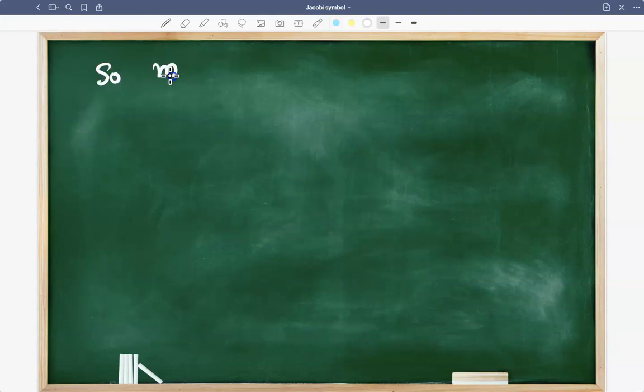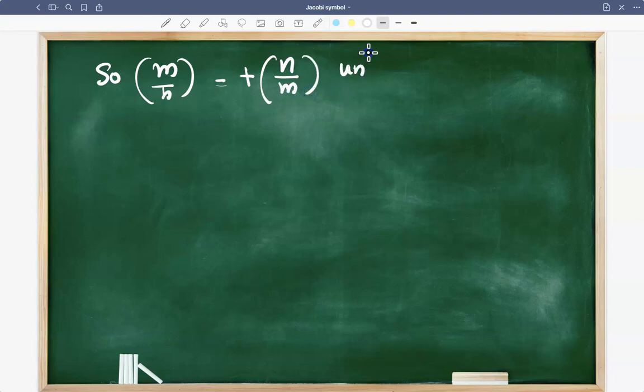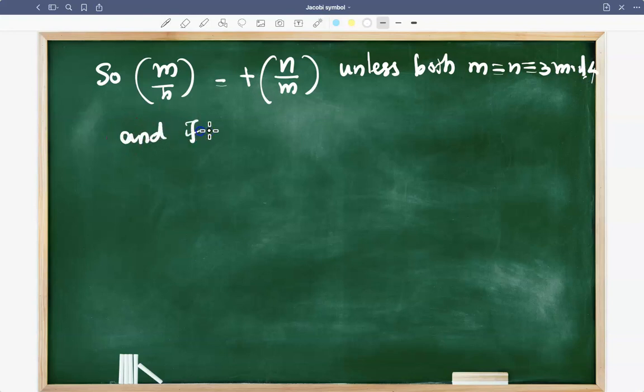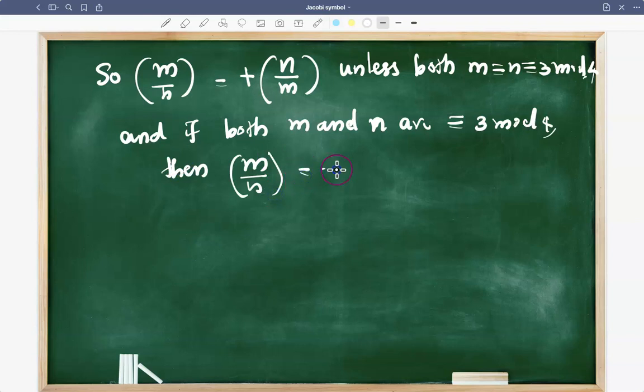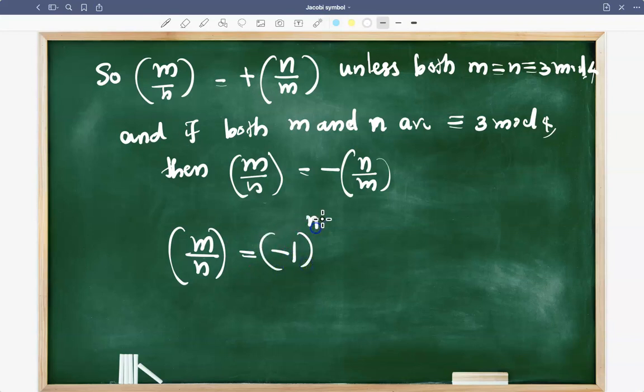So, m by n is equal to plus n by m unless both m and n are congruent to 3 modulo 4. And if both m and n are congruent to 3 modulo 4, then the Jacobi symbol m by n will be equal to minus the Jacobi symbol n by m. Thus, we have obtained the result that m by n is equal to minus 1 raised to (n minus 1) into (m minus 1) by 4, into the Jacobi symbol n by m.